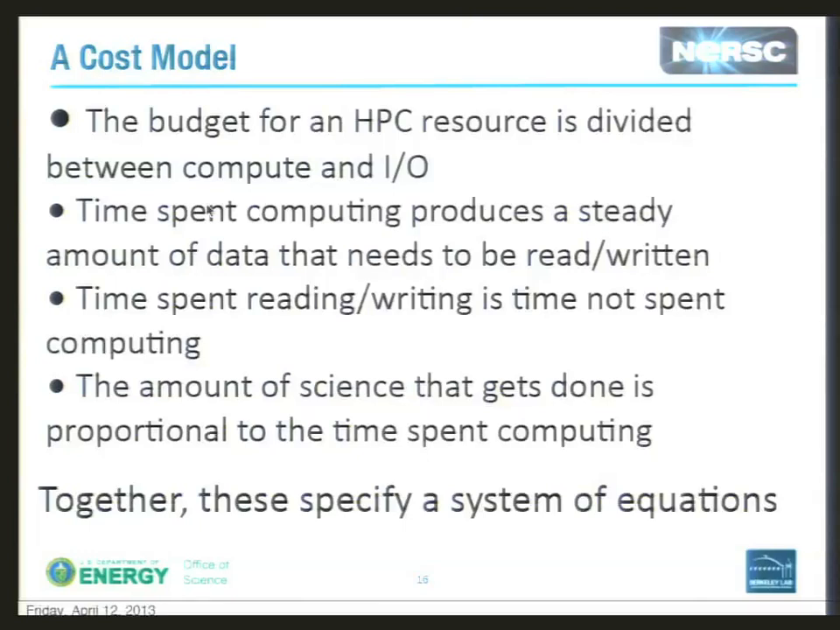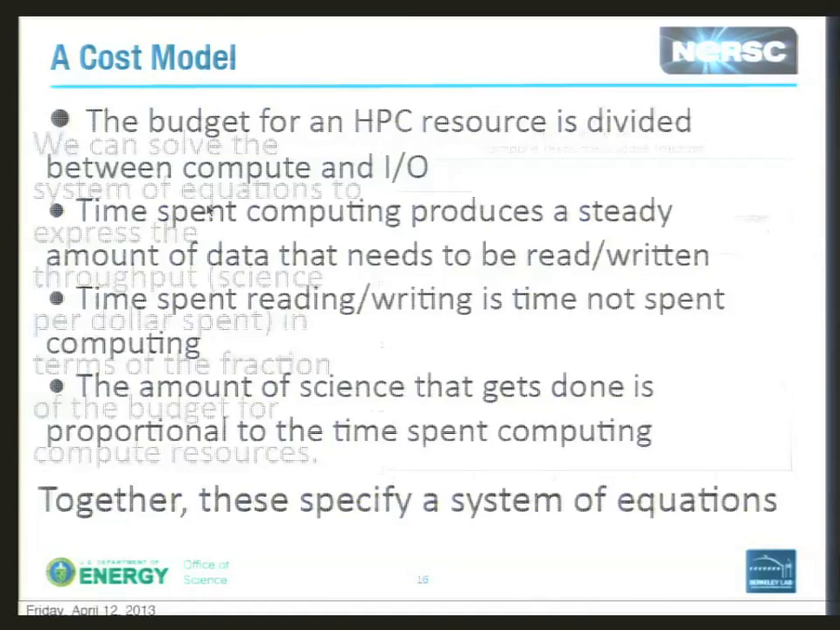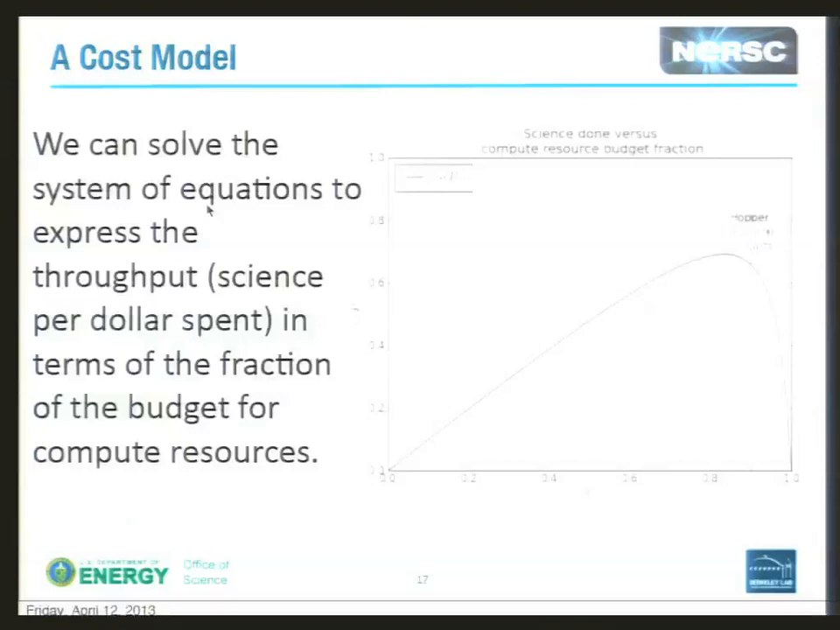And then, I guess, these statements, I wanted to put these in words, but you can also turn these into a system of equations. You can solve those equations analytically, and it will get you some curve that looks like this, where on the x-axis we have what is the fraction I spent on my compute. So the Hopper, we spent about 90% on compute and about the last 10% on I/O, and that may not be the exact right number, but that's what I had heard. On the y-axis, I'm basically calibrating this whole model in amount of science you get per dollar spent, basically.